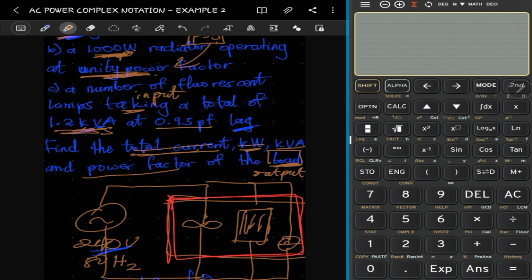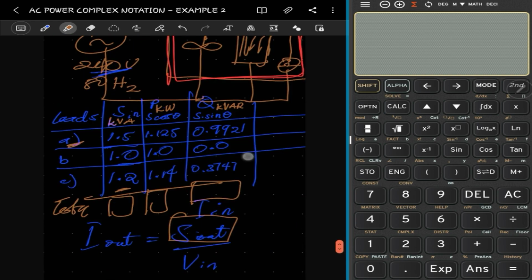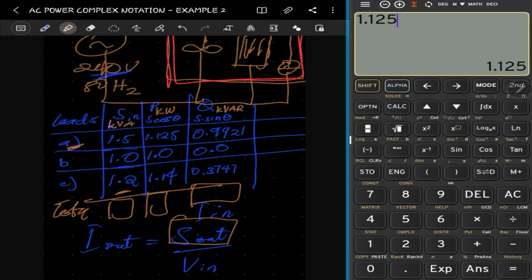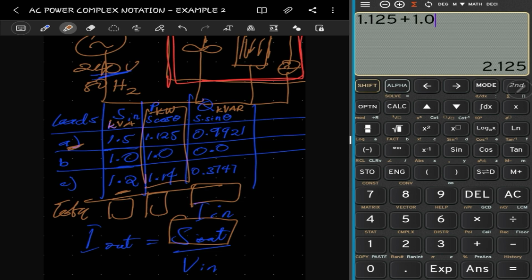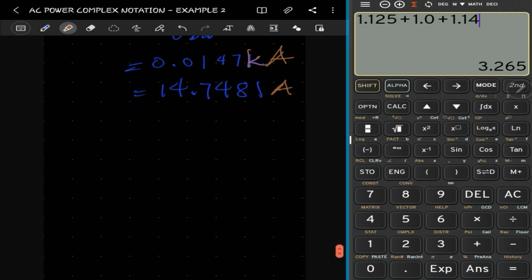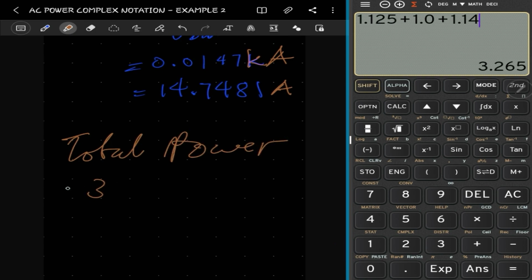Now we need the total kW of the load, right? The output, which is the power. So we have to add all these, right? So let's see. That will be 1.125, and then so we're adding these ones, right? Plus 1.01 plus 1.14, right? And that gives us a power. So this is total power. Total power is 3.265, and that's a kilo. All right, so kilowatts.